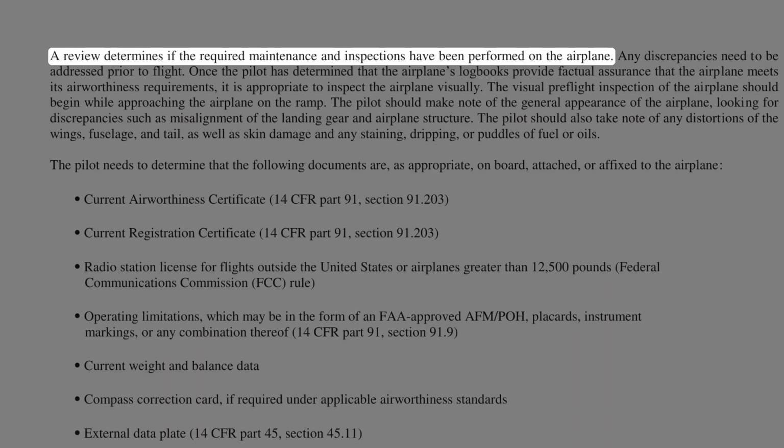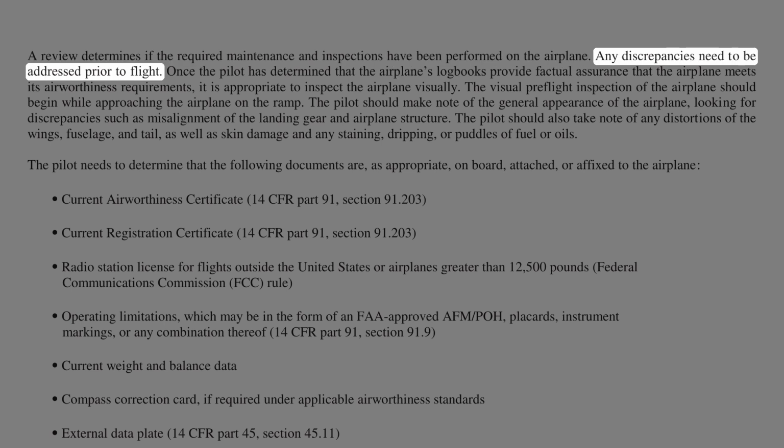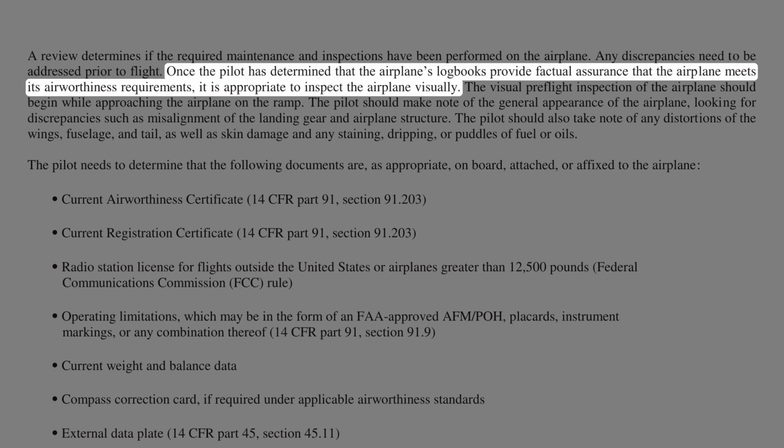A review determines if the required maintenance and inspections have been performed on the airplane. Any discrepancies need to be addressed prior to flight. Once the pilot has determined that the airplane's logbooks provide factual assurance that the airplane meets its airworthiness requirements, it is appropriate to inspect the airplane visually.